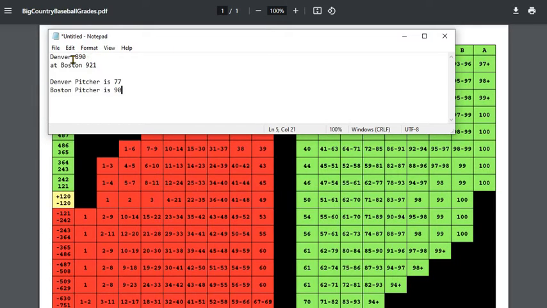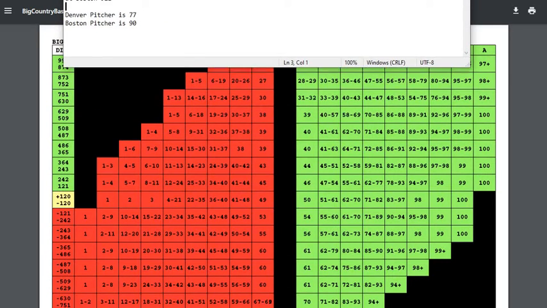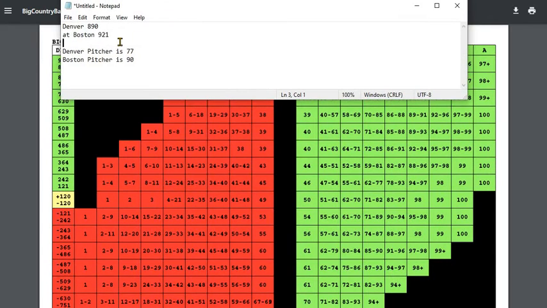So, for simplification purposes, I'm not going to list the entire starting lineup. I'm just going to go with Denver's raw rating. But Denver's starting pitcher is a 77. Boston's pitcher is a 90. So how do we play Big Country Sports? How do we play this particular game? Well, the home team, that's going to be Boston. They're at home. So Boston's 921.